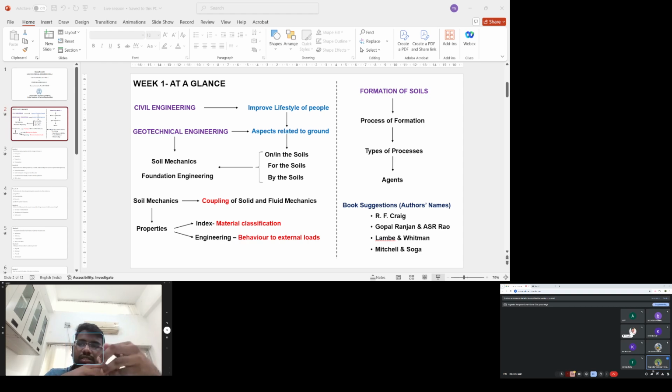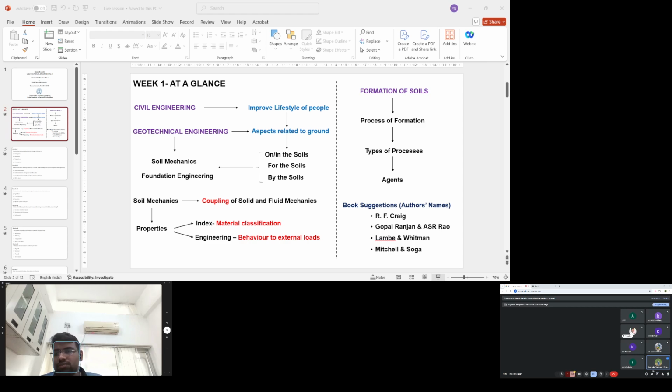So what does it comprise of, and what are all the components that are present when you consider the mass called soil, and how to classify them, and what are all the parameters that are used to classify them for our applications.